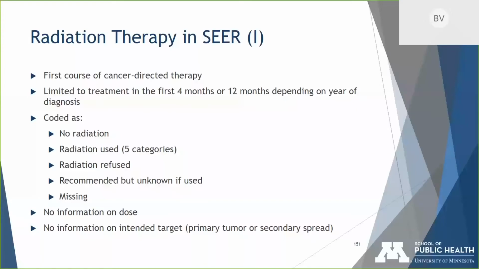There are a number of categories, again, very high level, that SEER reports for radiation. An individual could be reported as having no radiation, having radiation used. There's a number of different categories at a high level, that they had refused radiation, that it was recommended but unknown, or that you had missing information. Even though the categories are reported, there is no implied information on dosing within this particular variable, as well as information on the intended target. So you don't know from this variable if the intended target was the primary tumor or whether or not the radiation was directed towards secondary spread.